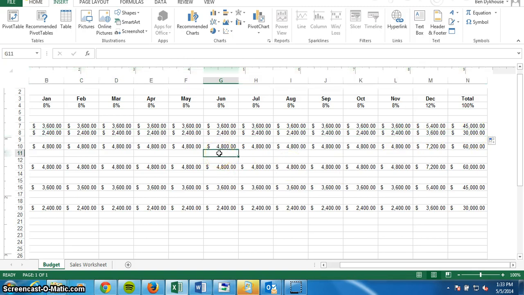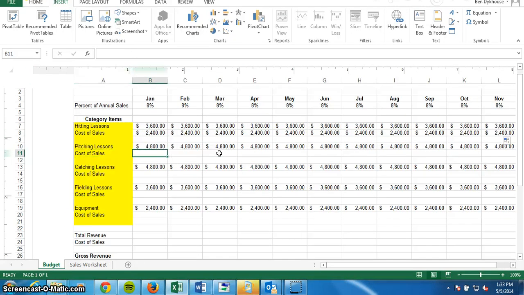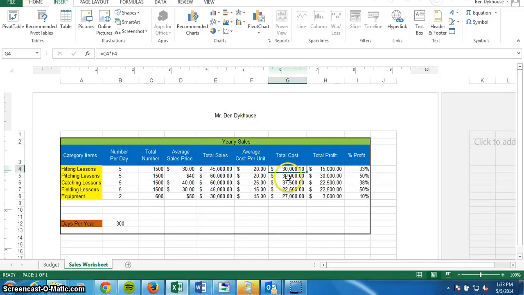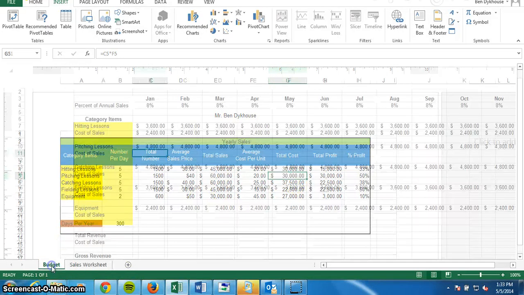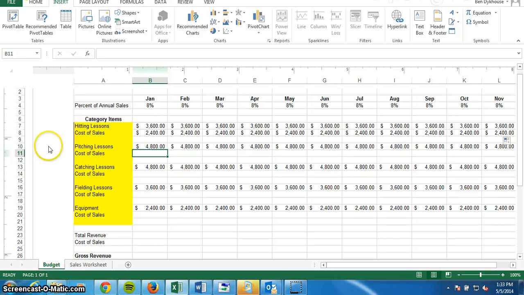And I'm going to do the same thing for each of my categories. Remember, instead of G4, like it says in number 41 for hitting lessons, for this one I'm going to type in G5 because my total cost for pitching lessons is in G5 of the sales worksheet. So I'm going to pause it and type in those formulas, but I'm basically copying this formula right here, but I'm increasing 1 for this number for each of my categories.